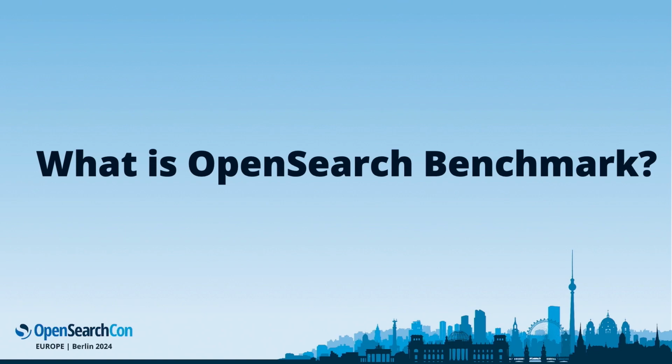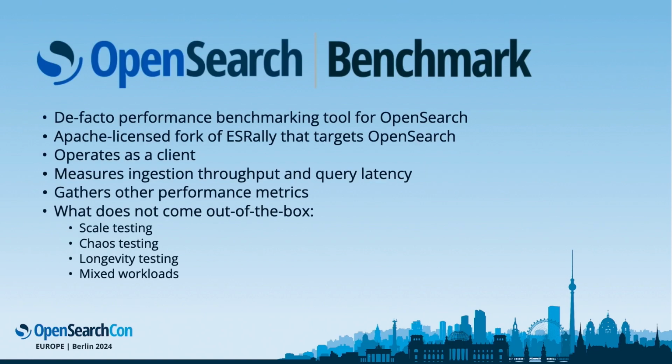So diving right in, what is OpenSearch Benchmark? Essentially, it is the de facto performance benchmarking tool for OpenSearch. As you know, OpenSearch was forked off from Elasticsearch a couple of years ago. At the same time, the benchmarking tool for Elasticsearch, which is Rally, was also forked. And we came up with OpenSearch Benchmark, which is fully Apache licensed. The GA version of OpenSearch Benchmark was released last year. And since then, we are currently at version 1.5. Typically, we have a new version released every month.